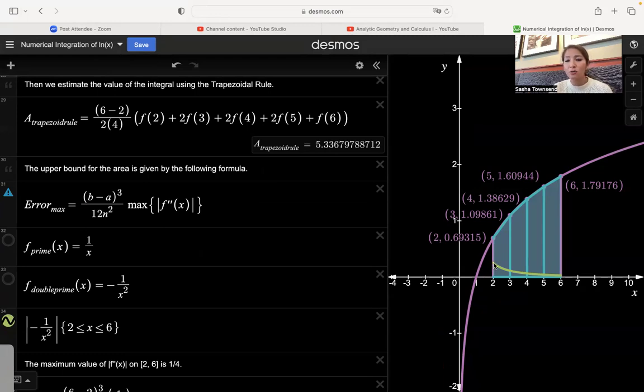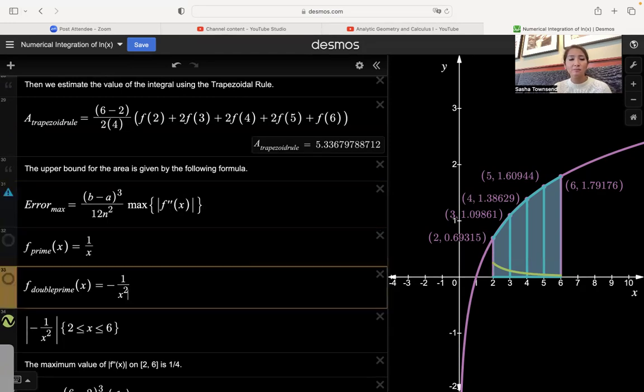So at x equals 2, the second derivative is -1/4. So the maximum of the absolute value of that is +1/4. That's that factor that we're going to use in our error maximum formula. That's the upper bound that we have on the error using this approximation.